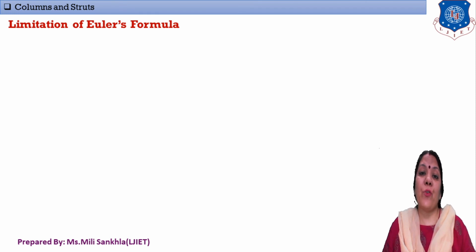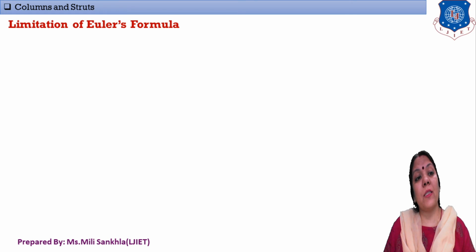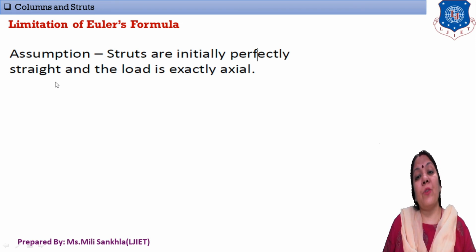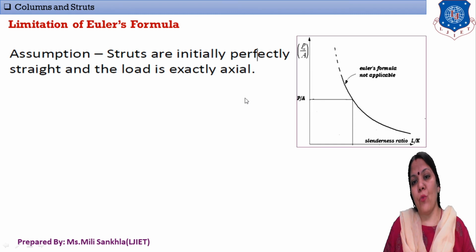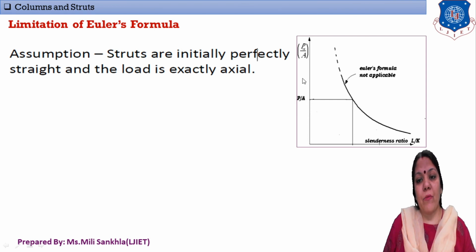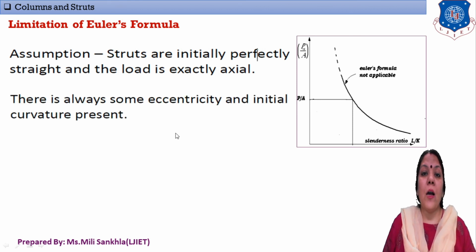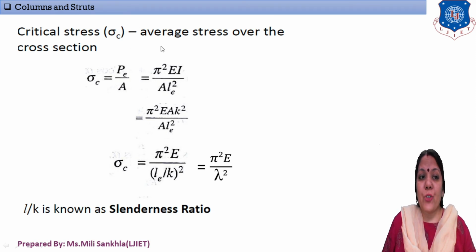Next we discuss the limitation of Euler's formula, and for that I explain this limitation with a graph, one figure. First, the assumption we make is that the strut is subjected to axial compressive force and is straight before loading. Here we take one strut. Now I draw a graph between stress and slenderness ratio lambda.